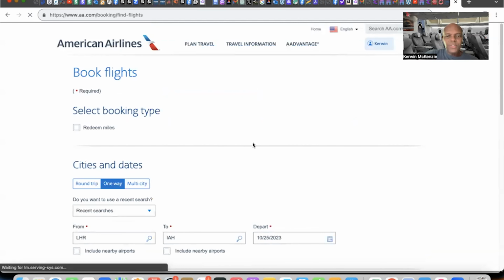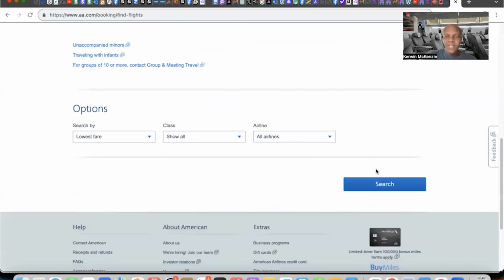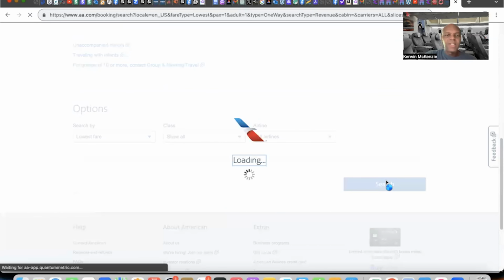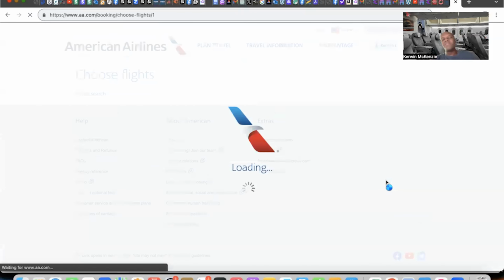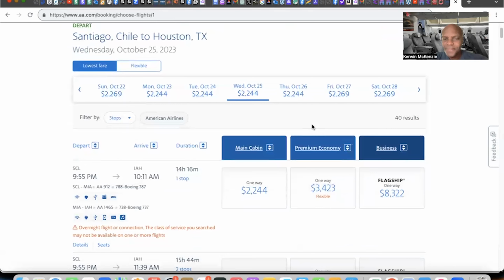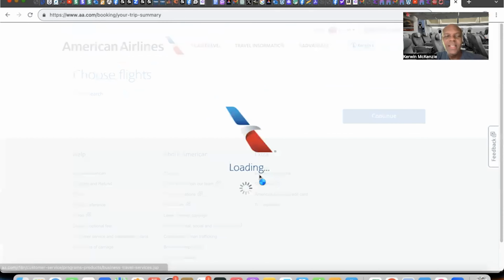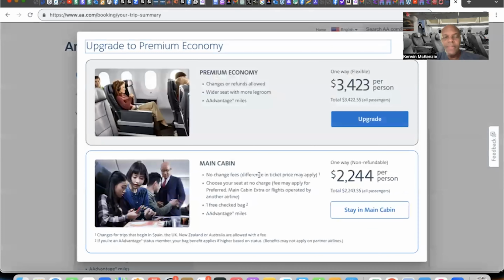So let me go to South America, for example. If I wanted to go from Santiago to Houston, still on American, the same day in October, it shouldn't make a difference with the fares, since apparently the fares are super expensive everywhere. Look at that fare, $2,200 to go to Santiago, Chile. Insane. Okay, so let's take a look and see how this fare is made up.